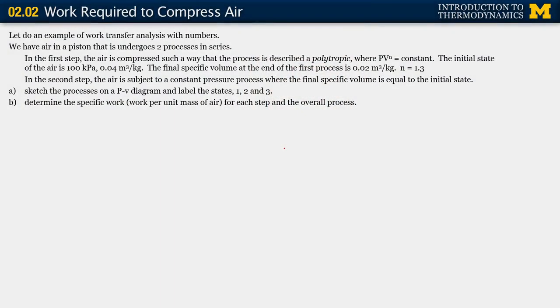We already saw that there's a compression step, that's 1 to 2, and there's an expansion step, that's 2 to 3. We need to treat each of these steps individually, and then we can add them together. To determine the work transfer for this process, what we need to remember is that there are 2 steps, and what we can't do is bundle the steps together.